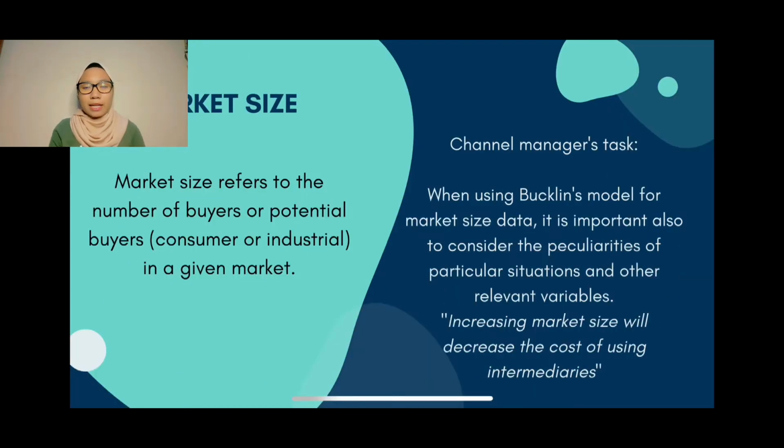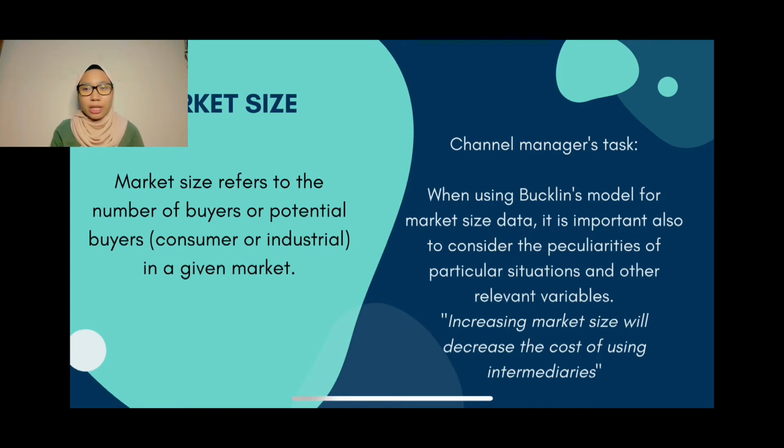Market size. The second dimension of the market framework, market size, refers to the number of buyers or potential buyers, consumer or industrial, in a given market. Brooklyn developed a model relating market size to channel structure, which provides some insight for using market size data. The Brooklyn model is shown in figure 8.2, as you can see in the ebook. In the figure, the horizontal axis measures the number of buyers in a market, with each buyer purchasing approximately the same number of units in each transaction.